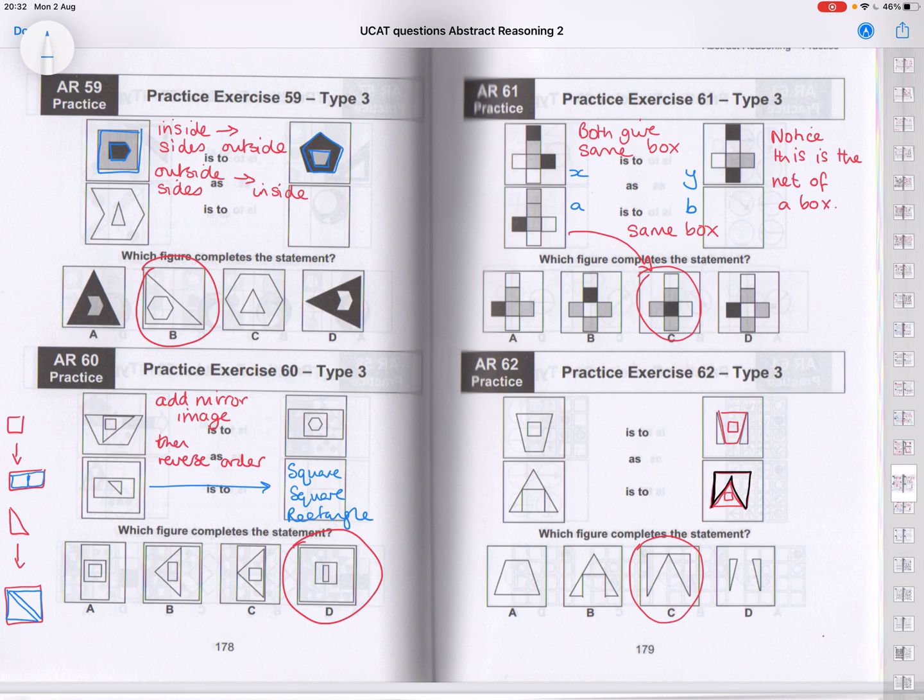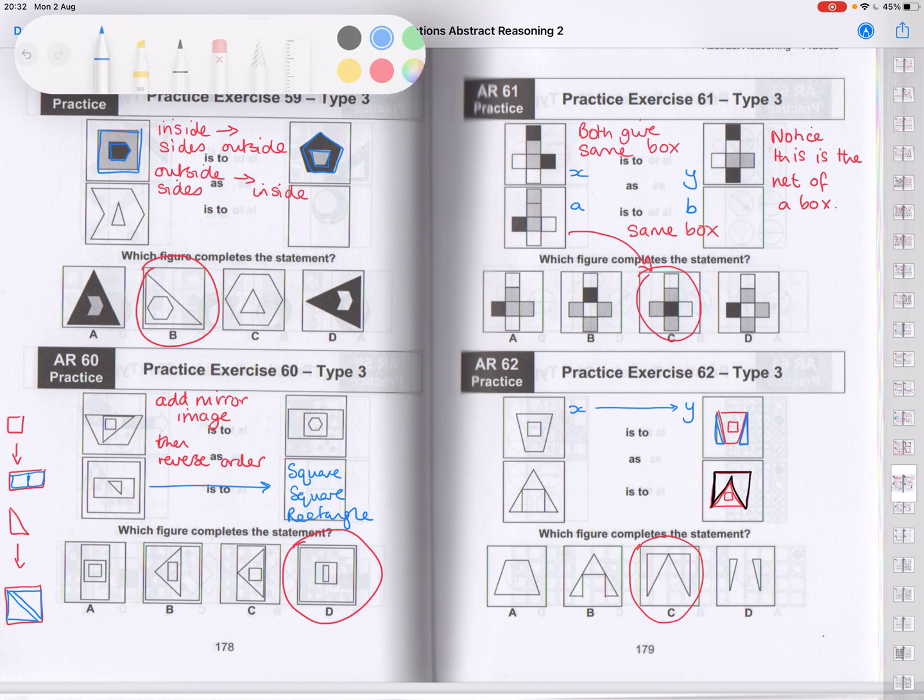Practice exercise 62. This is about the area around the shape now. So the shape fits into the gap between those two triangles as we go from X to Y. You can see how the trapezium fits into that shape between the two triangles here. There we go. And the other thing is that the overall shape is that square.